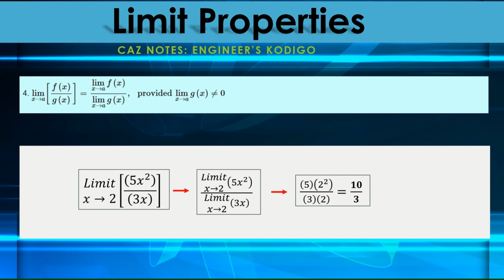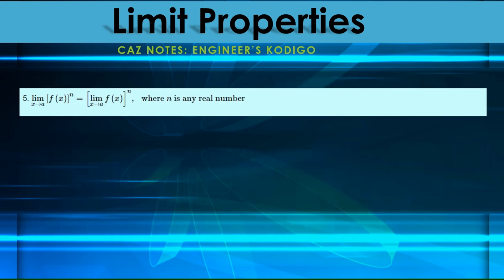Okay, next limit property, we have the exponential limit property. It states that the limit of the function f of x raised to the exponent n as x approaches a is simply equal to the limit of the function f of x as x approaches a, raised to the power of n. So take note, n is any real number. Simple lang naman ang ibig sabihin nito.